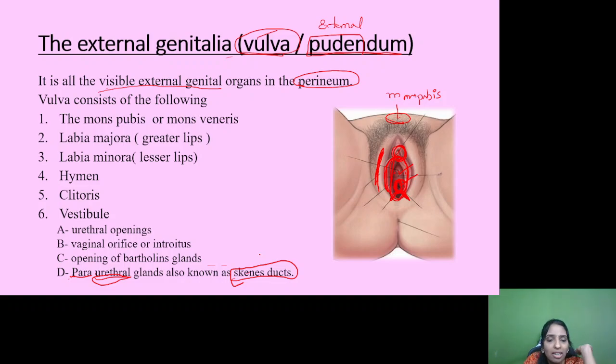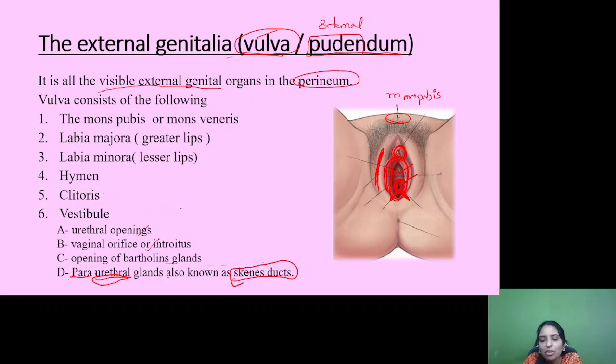Okay, what all are there? We'll revise a little. First is the mons pubis, next is the labia majora, and third is the labia minora, and next is the hymen, then clitoris, and the vestibule, a box-like chamber which consists of four other small reproductive parts. Those are the urethral opening, vaginal orifice, Bartholin glands, and also the paraurethral glands.